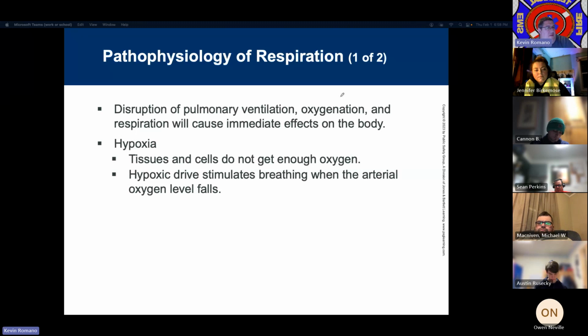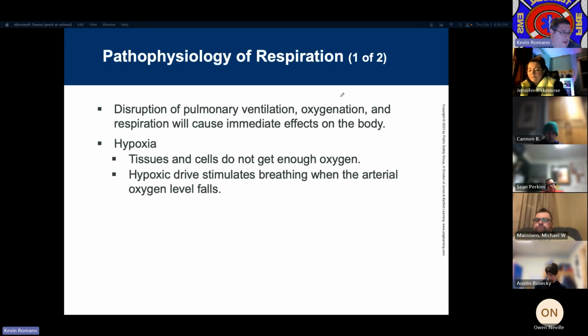All right, so pathophysiology of respiration. This disruption of the pulmonary ventilation, oxygenation, and respiration will cause immediate effects on the body, like hypoxia, right? So tissues of the cells of the body do not get enough oxygen. The hypoxic drive then stimulates breathing when the arterial oxygen levels fall, right? That's our PaO2 levels for arterial. Less sensitive and powerful than the carbon dioxide sensor in the brainstem, typically found in end-stage COPD patients.